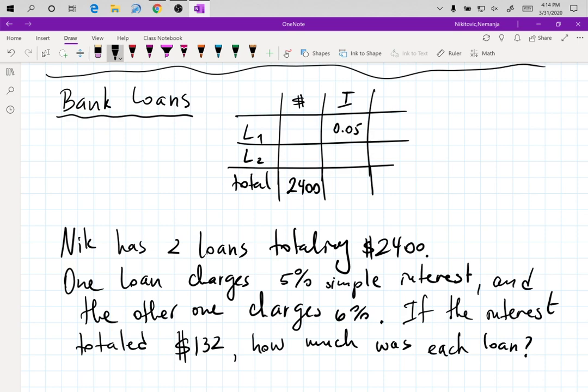And interest rate, so R. And this is our principal, P, and our interest, I. Time is 1 year, so we don't need T. It's just times 1. So one loan charges 0.05, the other one is 0.06, right, for 6%. And the total amount of interest collected is 132. So that's what we have, right? This is what we have, and now we fill in the rest of the chart, and we're done.